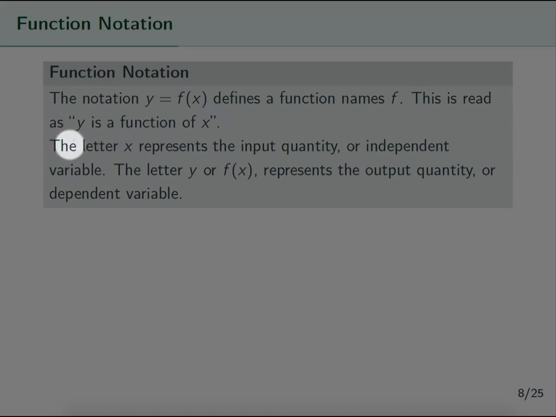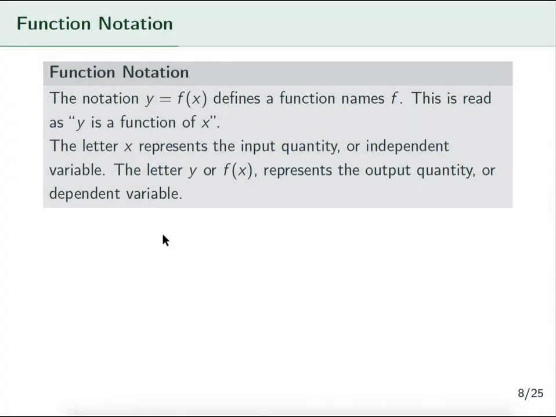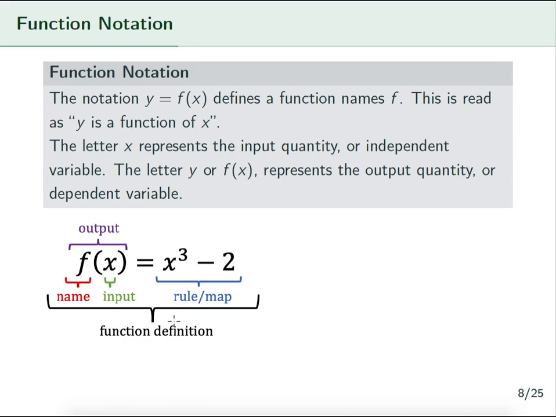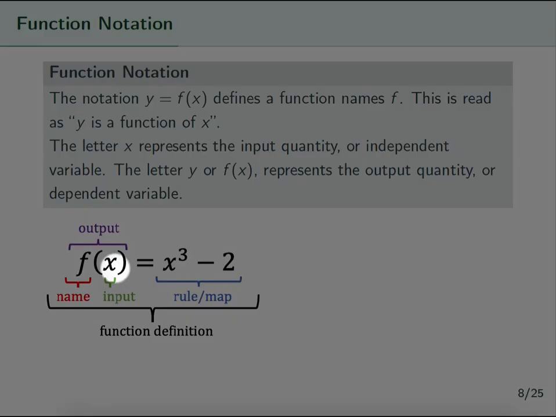As I wrote here, the letter x represents the input quantity or independent variable. The letter y, or f of x, represents the output quantity or dependent variable. If you look at this example of a function, f of x equals x cubed minus 2, the x in parentheses represents the input quantity. So we're using x to represent a varying input quantity.